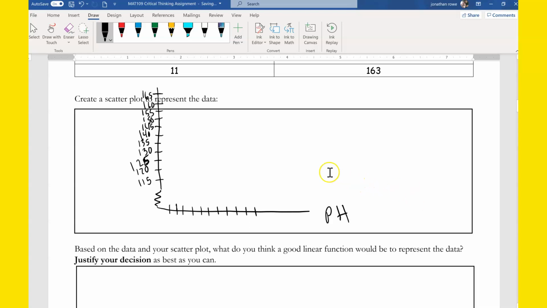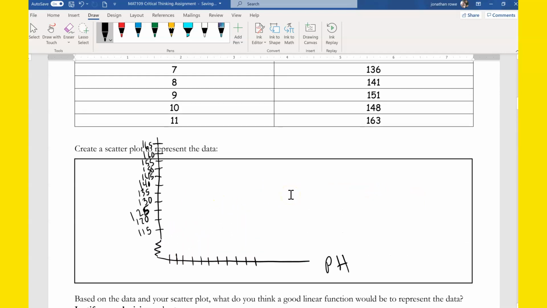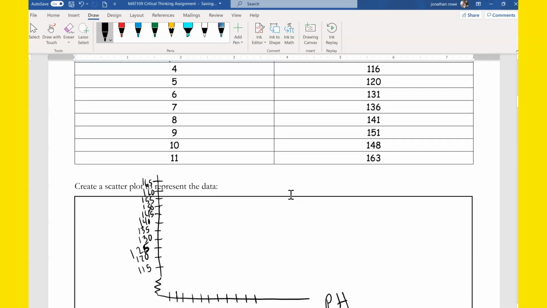It definitely helps if you can make your dashes spaced out the same amount apart each time. I probably didn't do a good enough job with that, but you can see what I'm talking about. So (4, 116) is my first ordered pair. (4, 116) is about right here. All right, next (5, 120). About right in there.